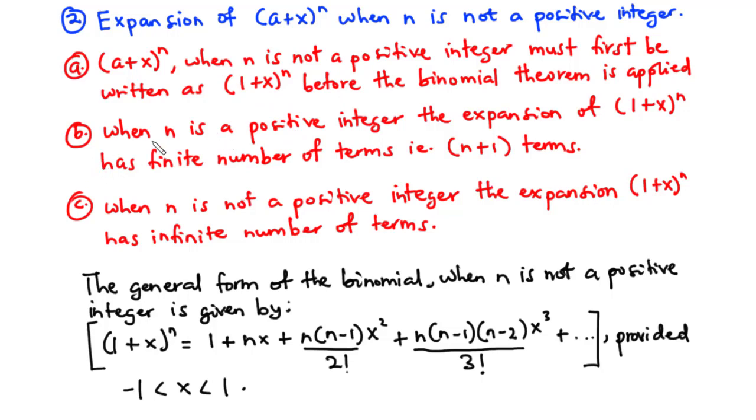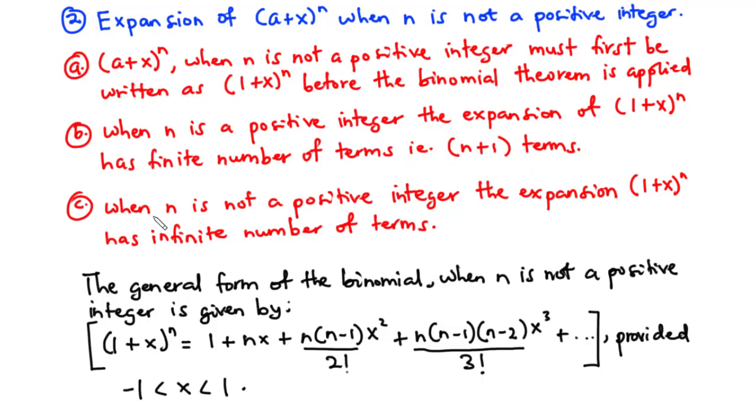B. When n is a positive integer, the expansion of (1 + x)^n has a finite number of terms. That is, for example, if you have the binomial (1 + x)^2. Now, since n is 2, it means that you are going to have 2 plus 1 terms. So you are going to have 3 terms. So when n is a positive integer, the expansion of (1 + x)^n has a finite number of terms. That is, it has n + 1 terms.